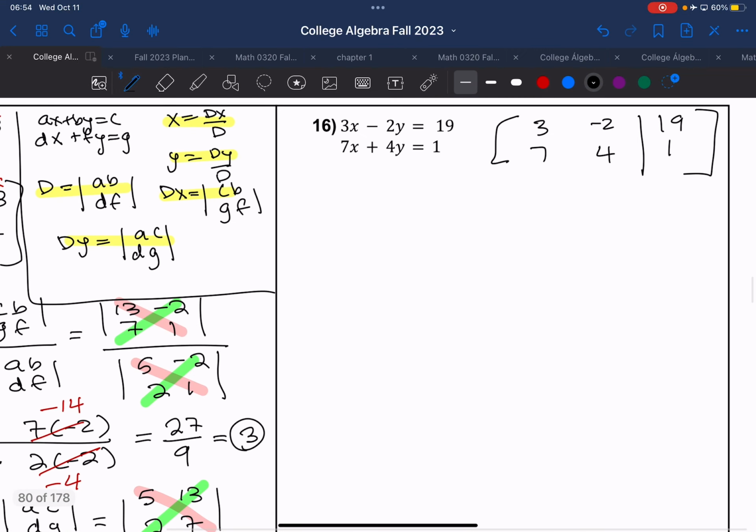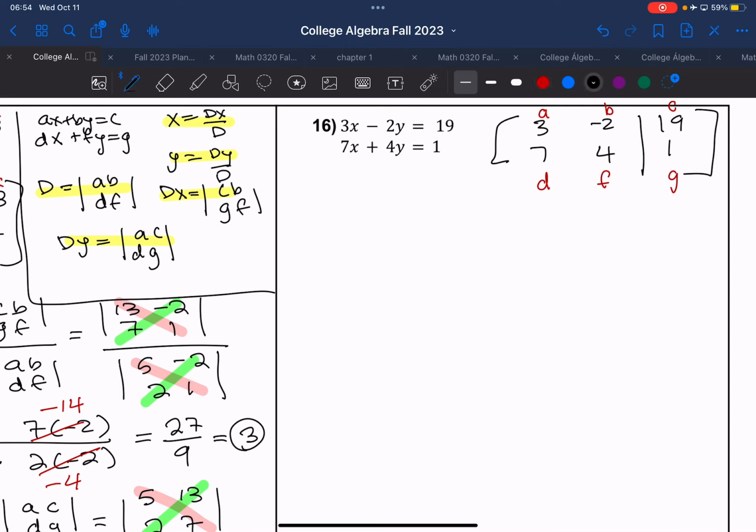Okay. From here, you want to label everything. So the top is always going to be A, B, C, because that's our first equation, and the bottom is always going to be D, F, G, because that is our second equation. Once we have this step down, if you know the formulas, it's just plugging things in. Okay?